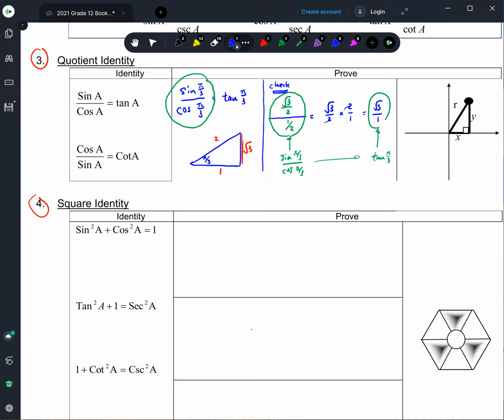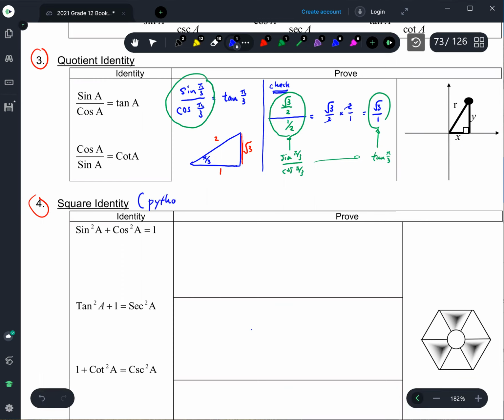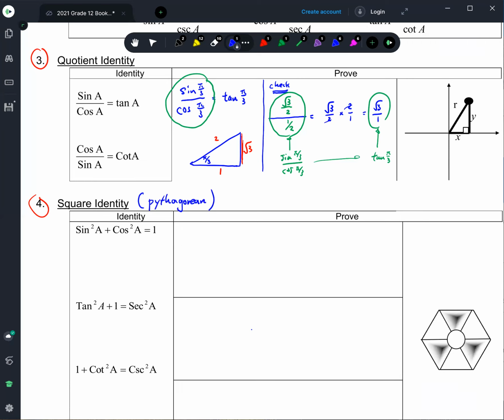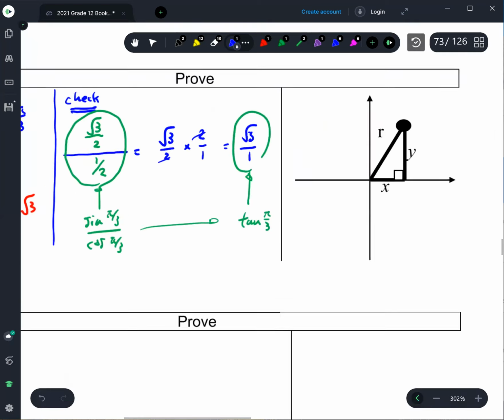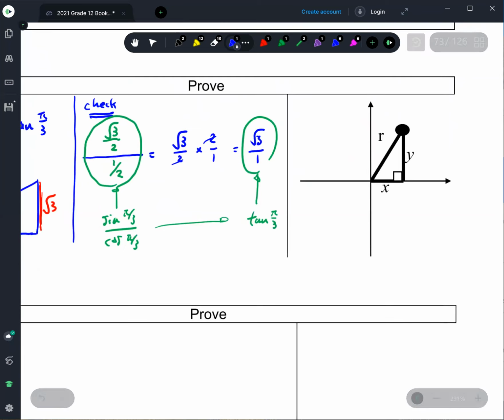So let's look at the next group. The next group is also very useful, very common. It's called the square identity. Some textbooks call it the Pythagorean identity, so it has to do with Pythagoras. We are going to use this picture on the top right here.